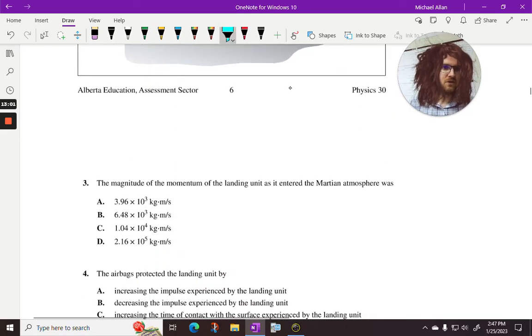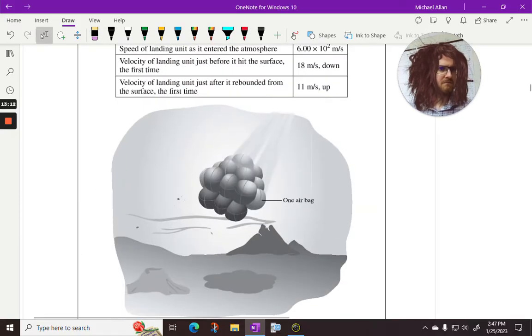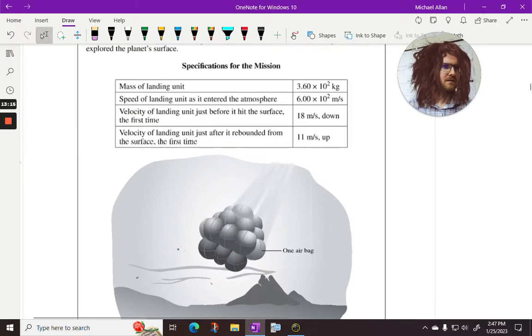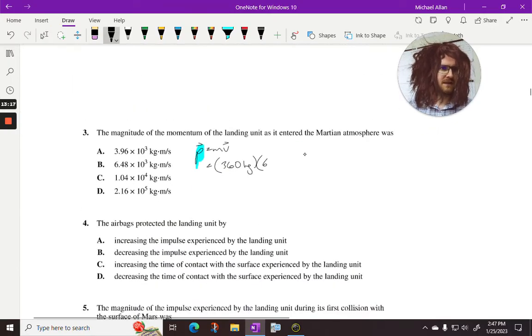This one doesn't seem too bad. So my momentum here is going to be mass times velocity. So I know I'm 360 kilograms, and I was going 600 meters per second. Times those two numbers together, you should get the proper answer here. 216,000 kilogram meters per second. So that's going to be our answer. It's going to be D again.